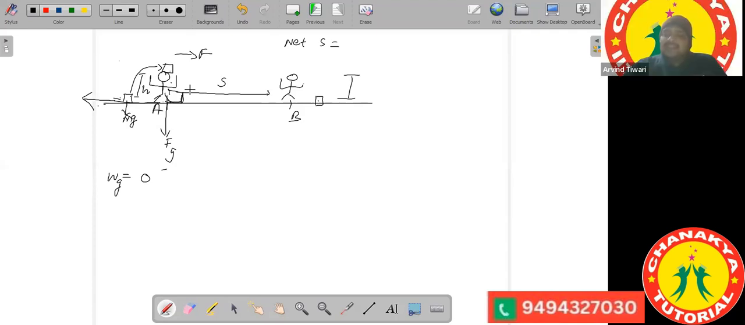He's displacing, he's applying some force, and his force is acting in the direction of displacement. So we will say the porter has done some work against friction. He has done some work against friction, but he has not done any work against the gravitational force, or the gravitational force has not done any work on this box.